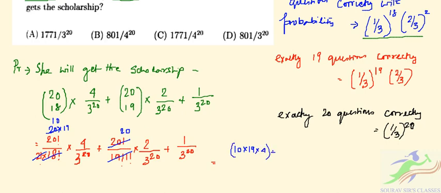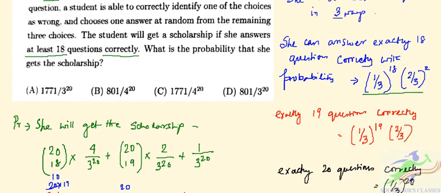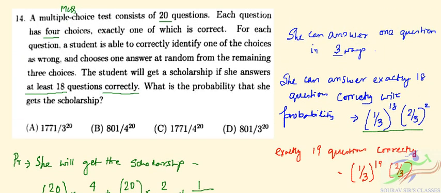plus 20 into 2 plus 1 by 3 to the power 20. So if we do the addition, it will be 760 plus 40 plus 1, so it will be 801 by 3 to the power 20. So this is our correct answer. The correct option in this case is option D, 801 by 3 to the power 20.